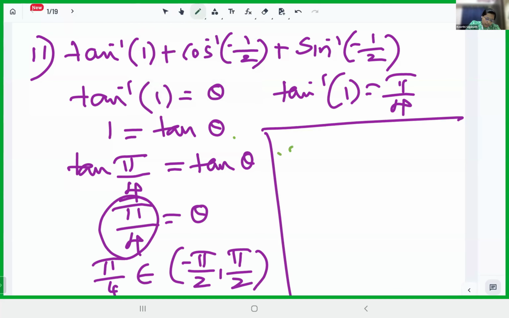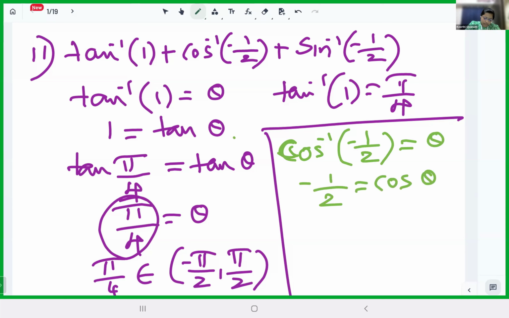Okay, now consider the second part. Cos inverse of minus 1 by 2. Again, put this as theta. So minus 1 by 2 is equal to cos theta. So, which value of cos is 1 by 2? It is cos 60, right? So we can write, instead of 1 by 2, cos pi by 3 is equal to cos theta. Now we have to make it positive, right?